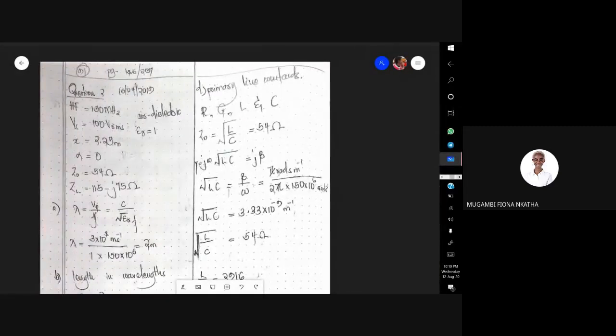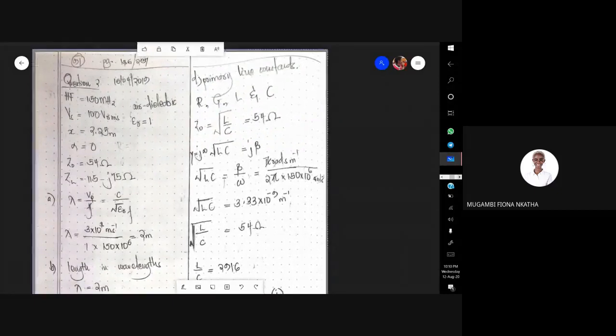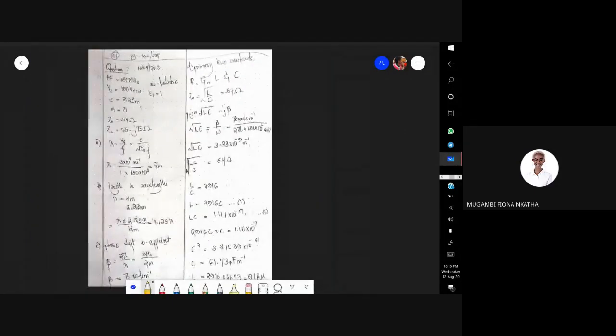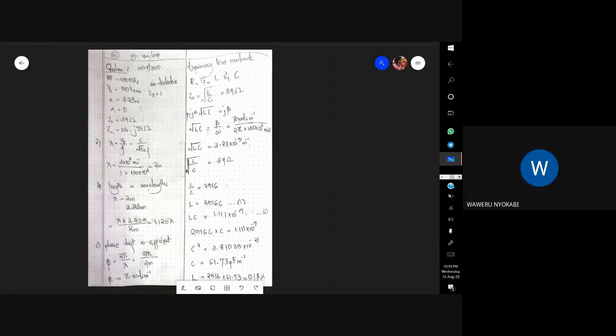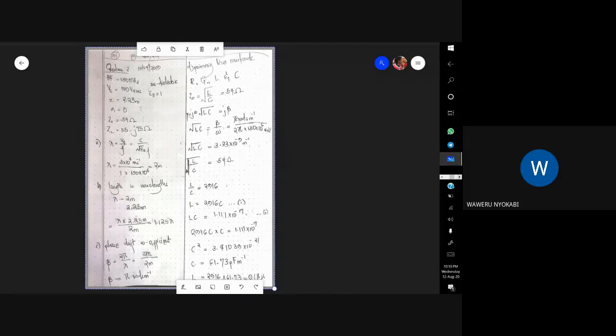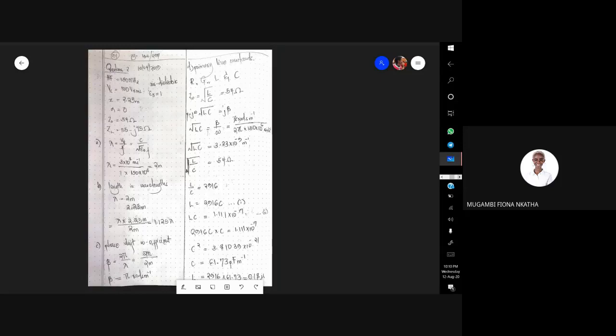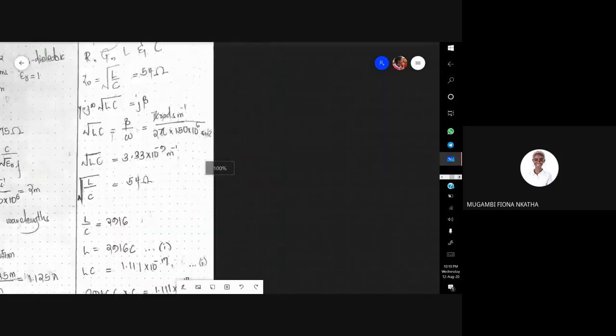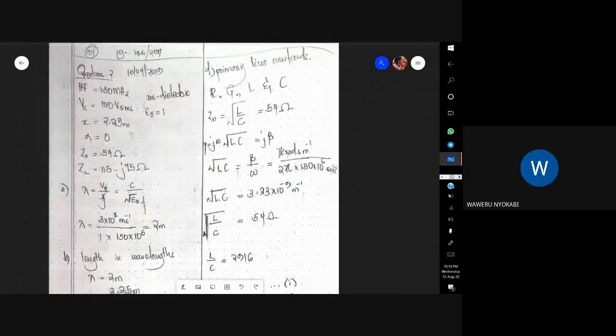Now part one, we were to find, okay, so what do we have? We have the frequency 150 megahertz. So this tells us we are operating in the range of, can you guys see? Can you guys see? Yes. Please could you zoom in just a bit. Is that okay? Okay.